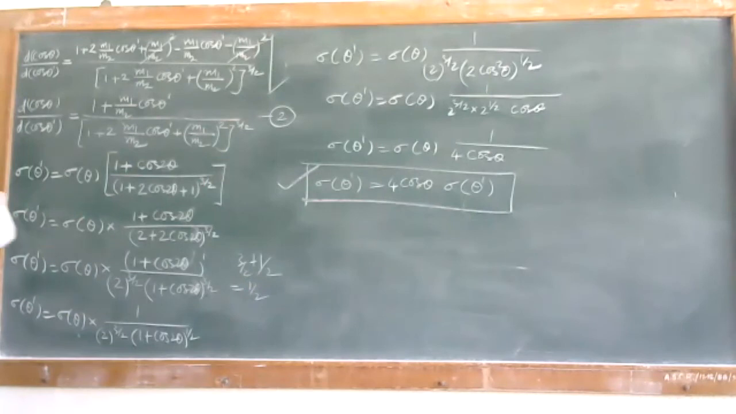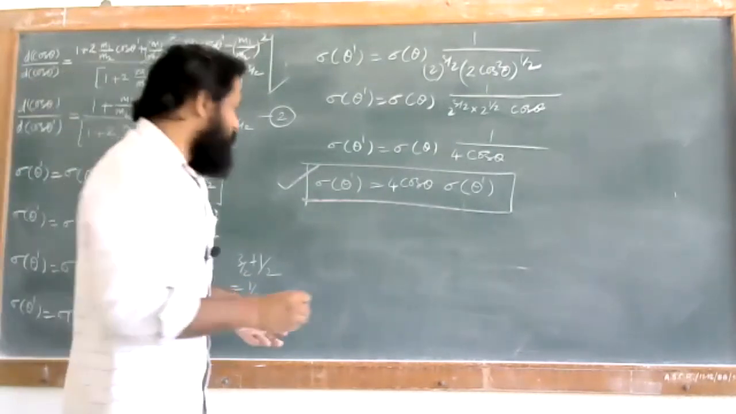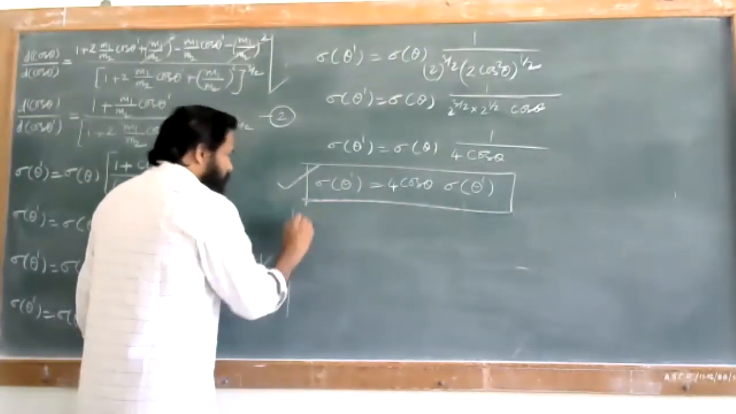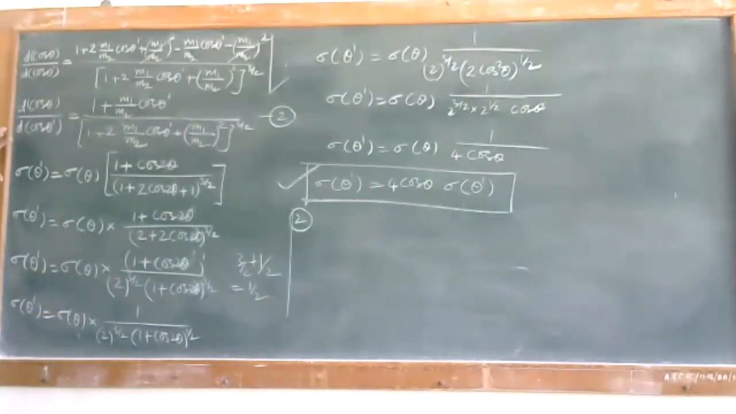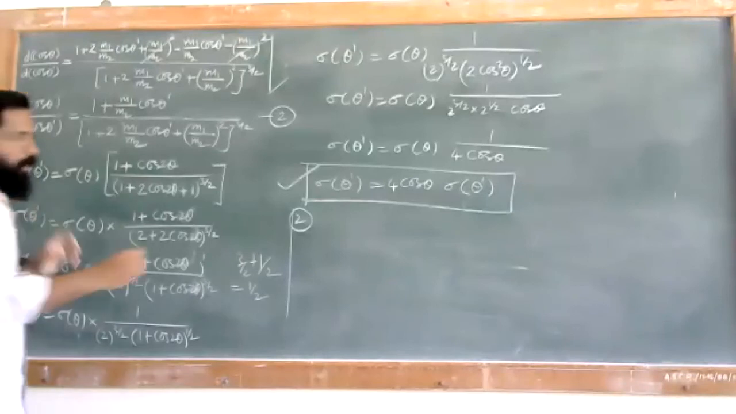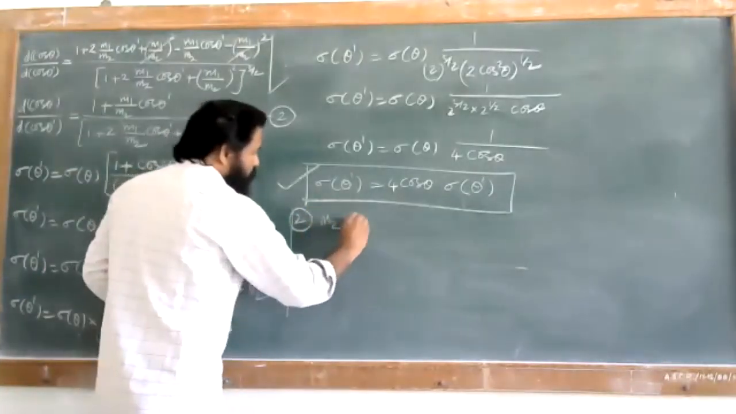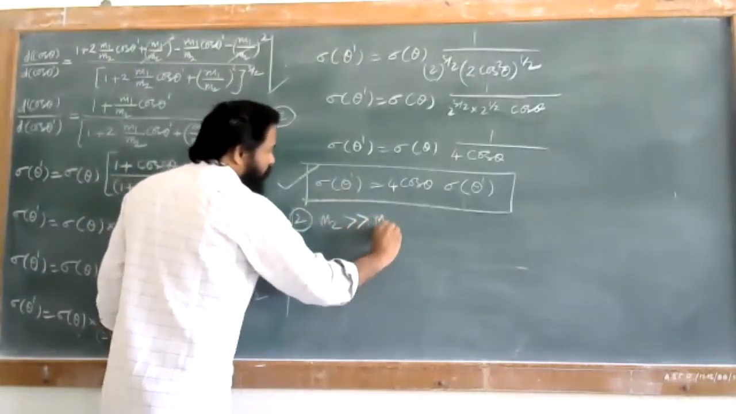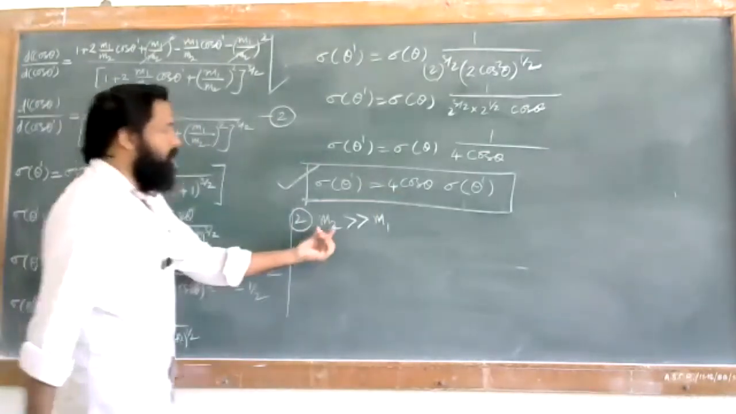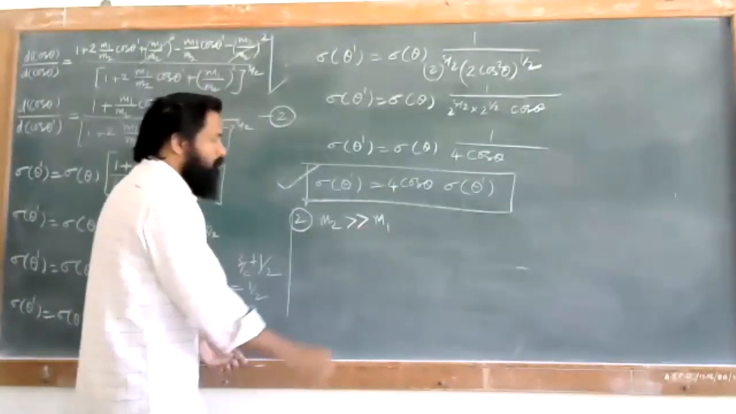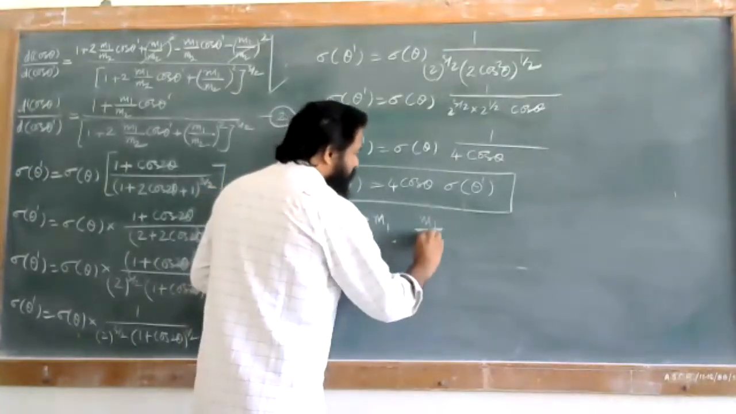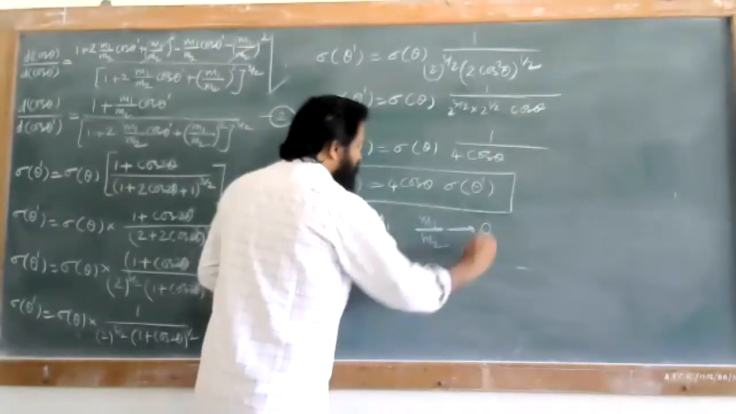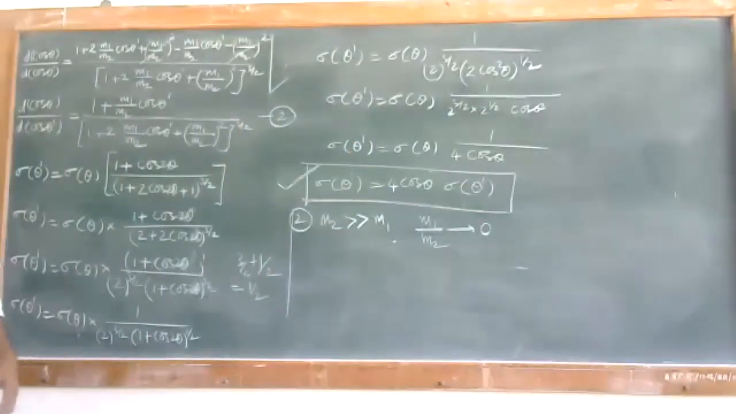So this is one case. The other case is very simple. This is the first one when m1 is equal to m2. Now the second case is when m2 is very much greater than m1, that is, the mass of the target is very much greater as compared to the mass of the projectile. And so what is the relation? You can have m1 upon m2 comes out to be 0. So just put that value here.